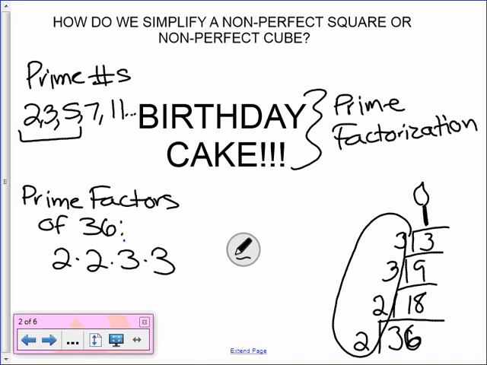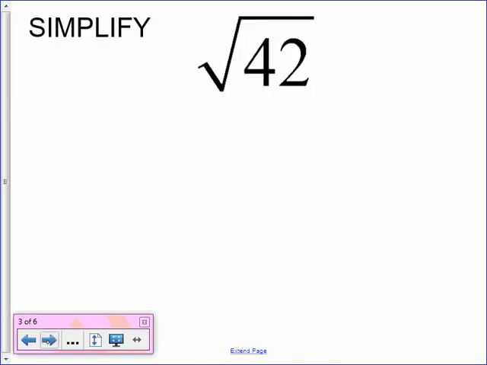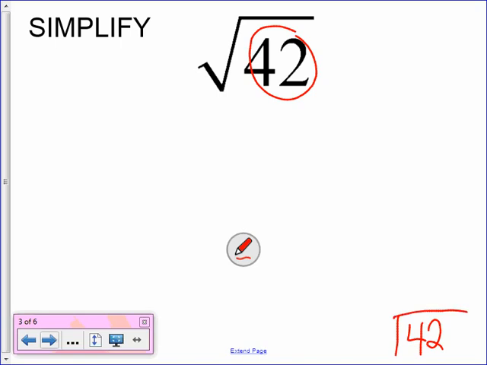Okay? Finding the prime factors is really going to help us simplify the number under the radical. Okay? So that's what we're going to do right now. Alright, so we have the square root of 42. We're going to go ahead and make our birthday cake. We start with the number under the radical. We need to find the prime factors for this number. Okay? 42 is our bottom tier. What can go into 42? 2 can go into 42. So we do that. We're left with 21.